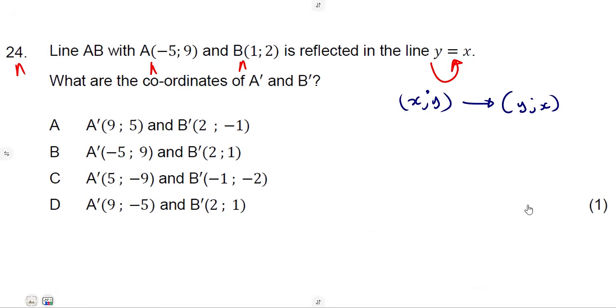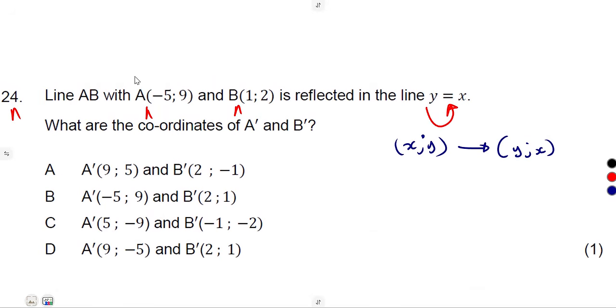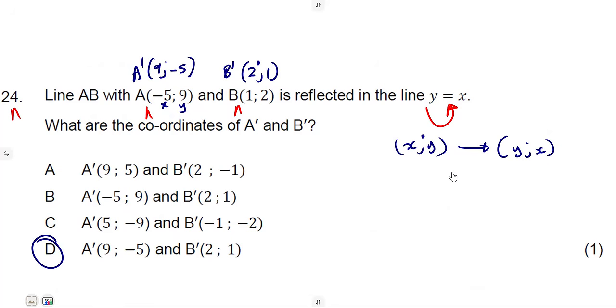So guys, this one is direct and straightforward. We just have to interchange the coordinates x and y. So y is going to be our x on that coordinate. So it's going to be 9, -5. You just interchange. Then B is just going to be 2 versus 1. You interchange. So which one has got this condition? 9 and -5, 2 and 1. That is on D. All right, so the best answer was going to be D.